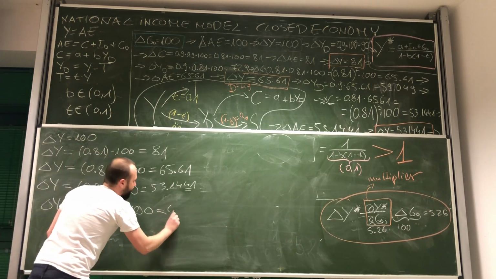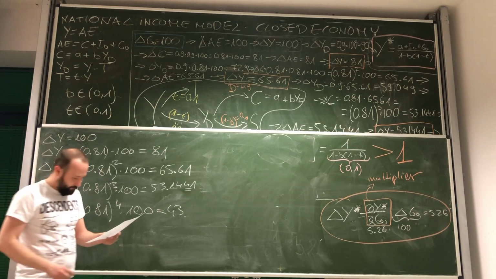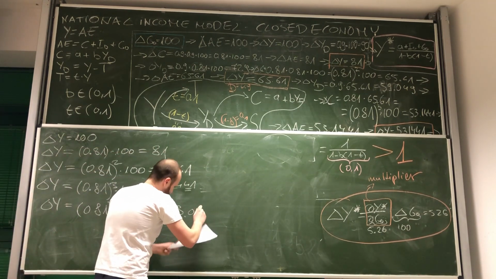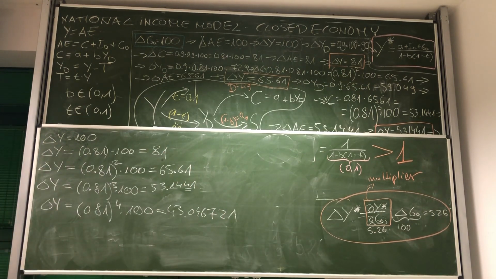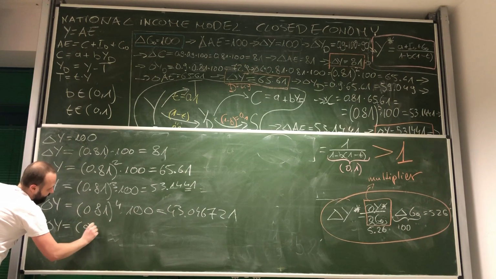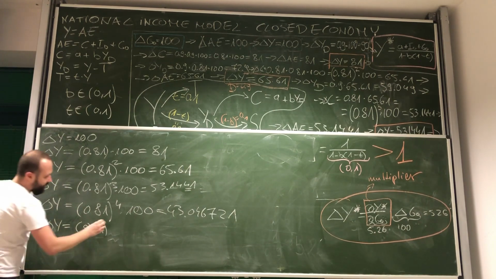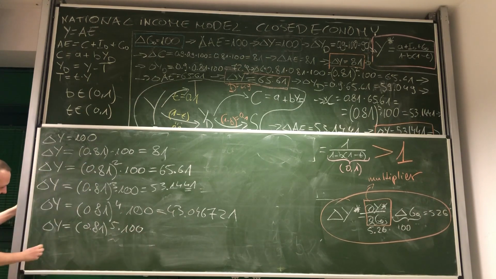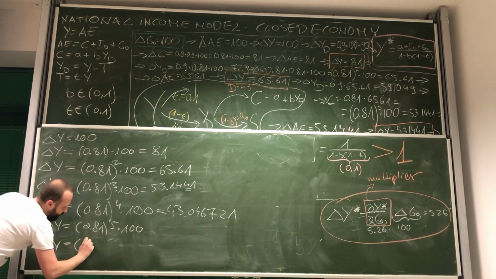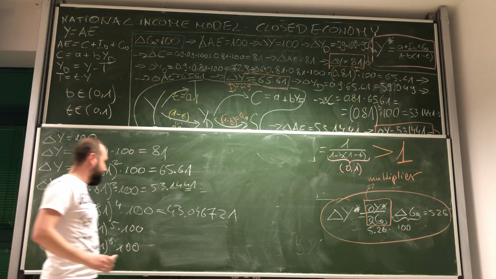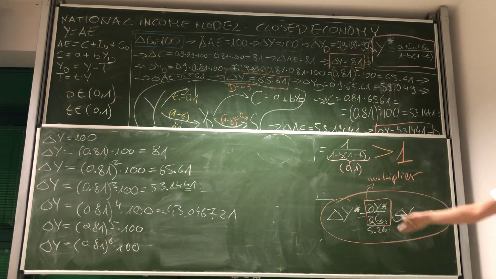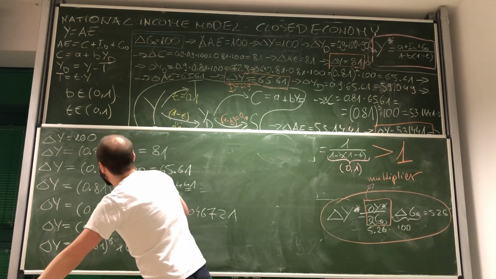So the next increase would be 0.81 to the power of 4 times 100, which is 43.046721. I hope you can imagine that each next increase in income will have this form. So the next one would have 0.81 to the power of 6 times 100. And they go on like this forever until basically this number is getting closer and closer to zero.